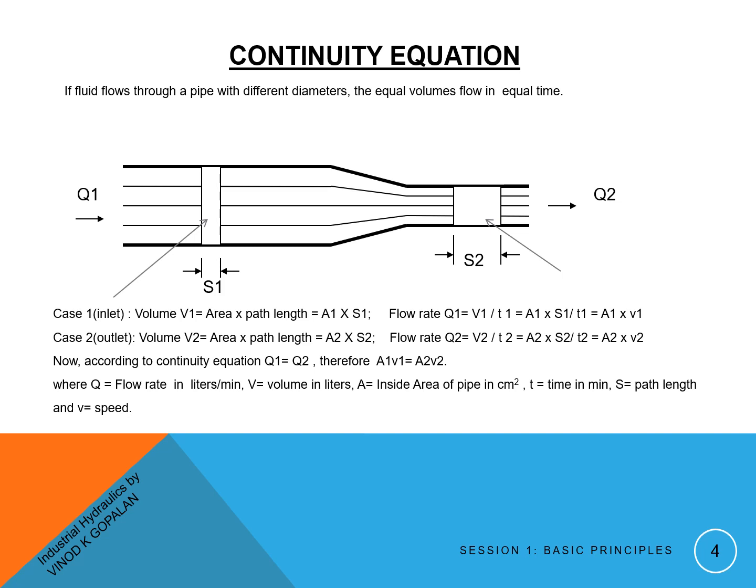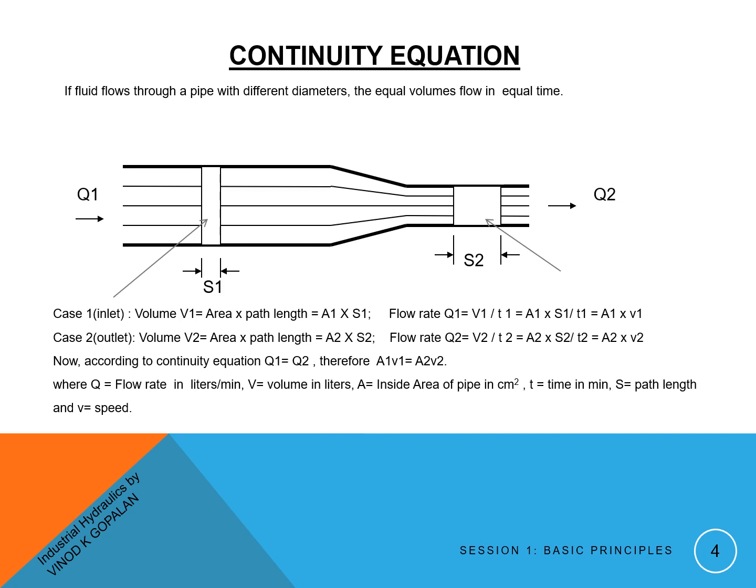Volume V1 is equal to area times path length, that is equal to A1 times S1. Flow rate Q1 is equal to volume per unit time, that is equal to A1 times S1 divided by T1. That is equal to A1 times v1, where v1 is the flow speed. Similarly, in the second case where the cross-sectional area is A2, flow rate Q2 is equal to A2 v2.